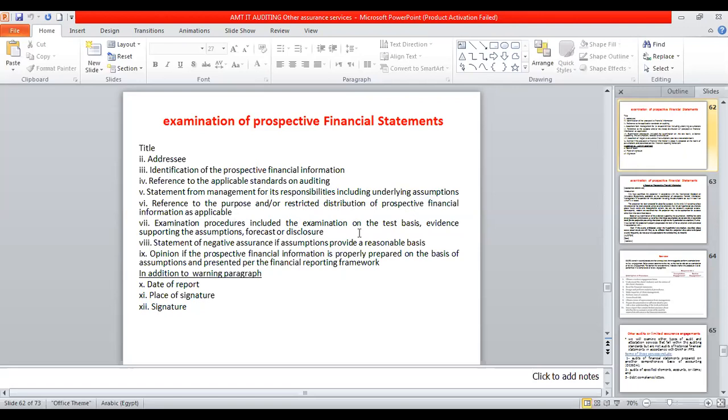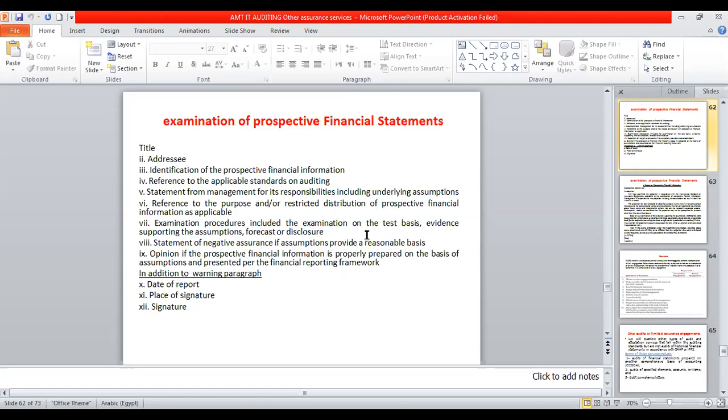As I know, we have forecasted financial statements and projected financial statements. The report should also identify whether the prospective financial statement is presented as general use or as limited use. That must be mentioned and stated in the CPA firm examination report. Also, the examination procedures must be included in the examination report.